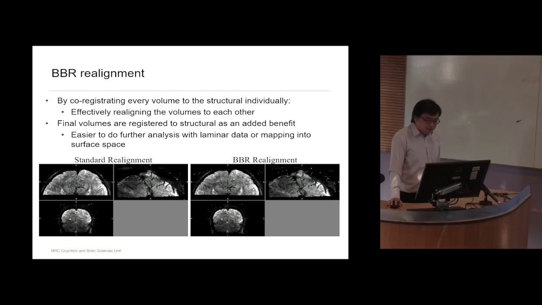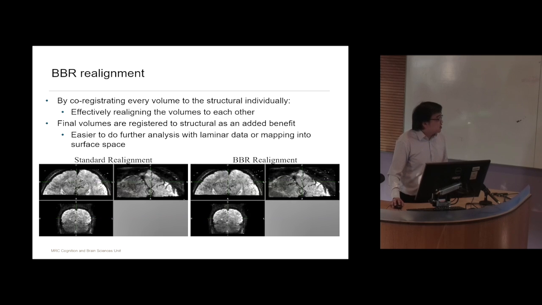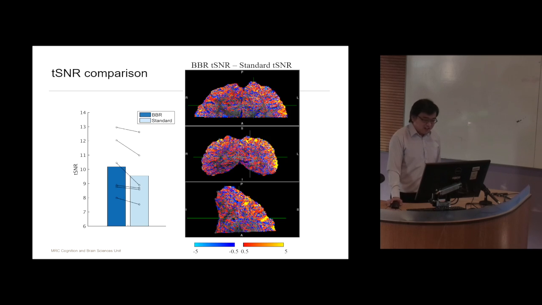And so as an illustration of the differences, this was the standard realignment that I showed earlier. You can still see the brain jitters by quite a lot. And if you look at the BBR version, you can see that the brain is basically stationary now. Right. Hopefully this is obvious enough. And of course, looking at videos is one thing. The other thing is to try and come up with some quantitative metrics. So the first thing we looked at was TSNR of the entire time series.